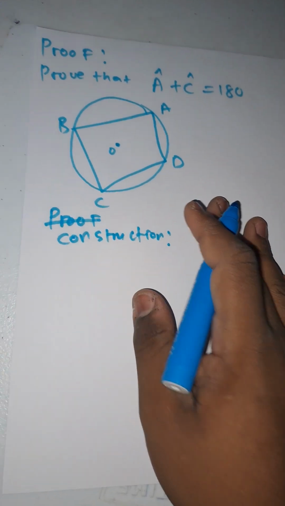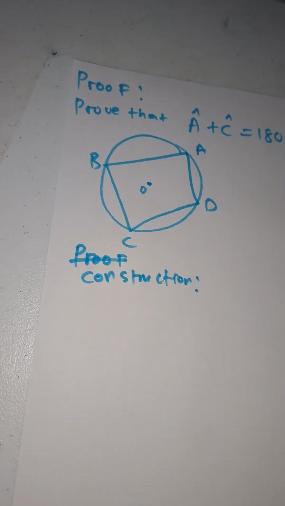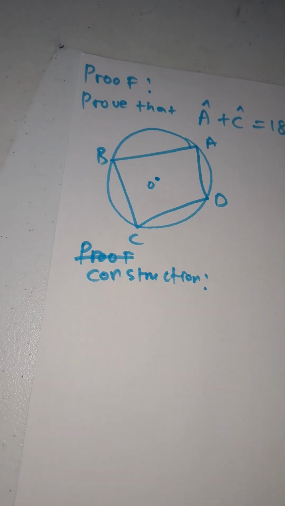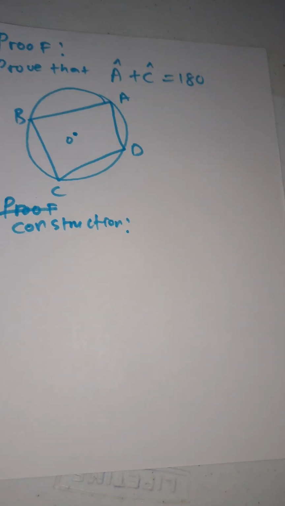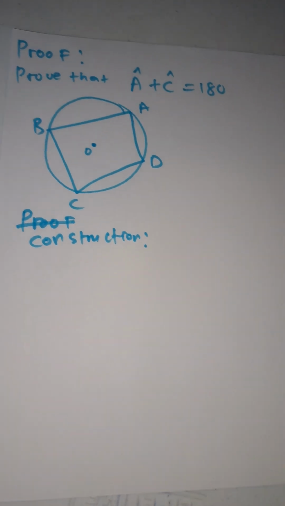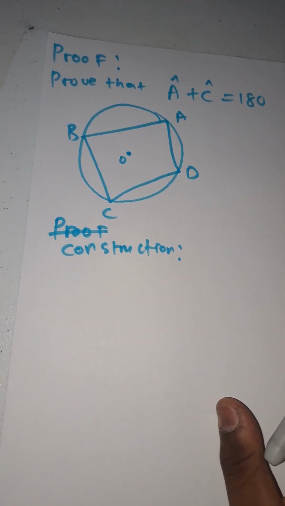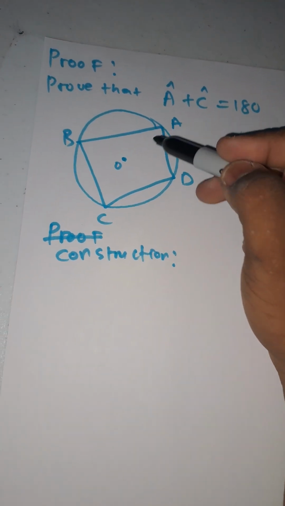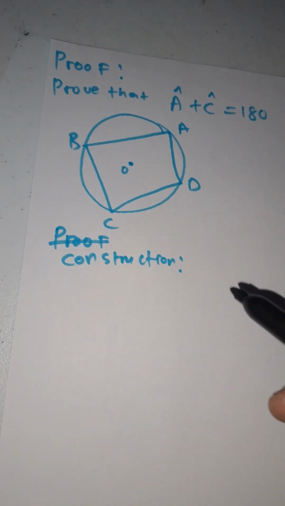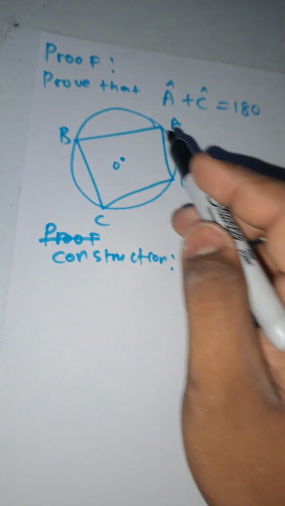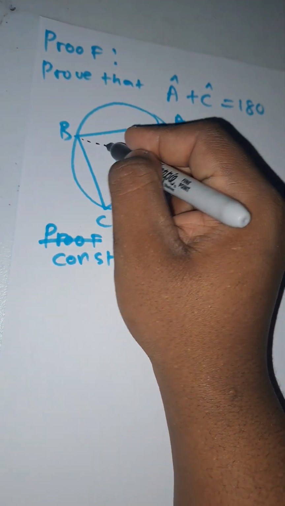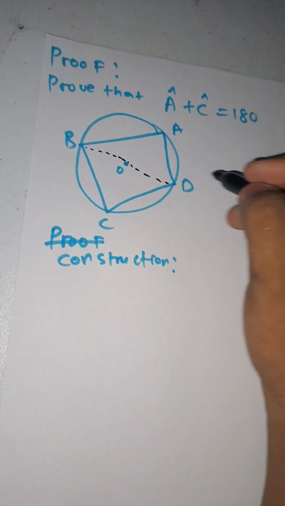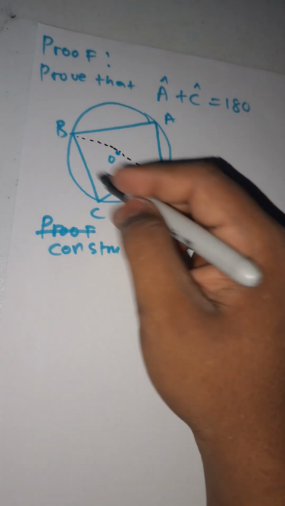So for you to prove this, you have to construct some dotted lines. Okay, so how do you do that? You have to construct the lines where you are not proving. Since I'm required to prove that A and C are supplementary, I'm supposed to draw the dotted line from B to D. So it will look something like this, guys.